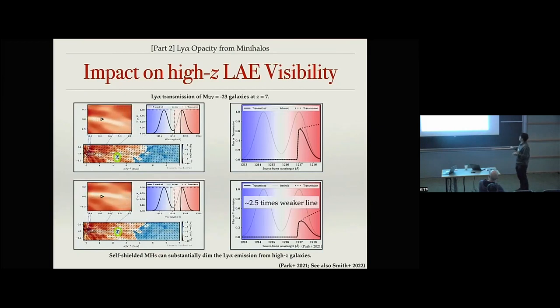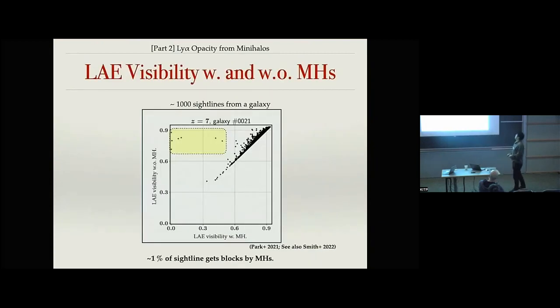In these two panels, I'm looking at two different sight lines, only 5 degrees apart. One sight line just avoids this blue dot, basically a self-shielded mini halo. In the lower panel, this sight line goes through this mini halo, so it picks up extra absorption. In the end, the line strength is 2.5 times weaker because of this mini halo sitting right in the sight line.